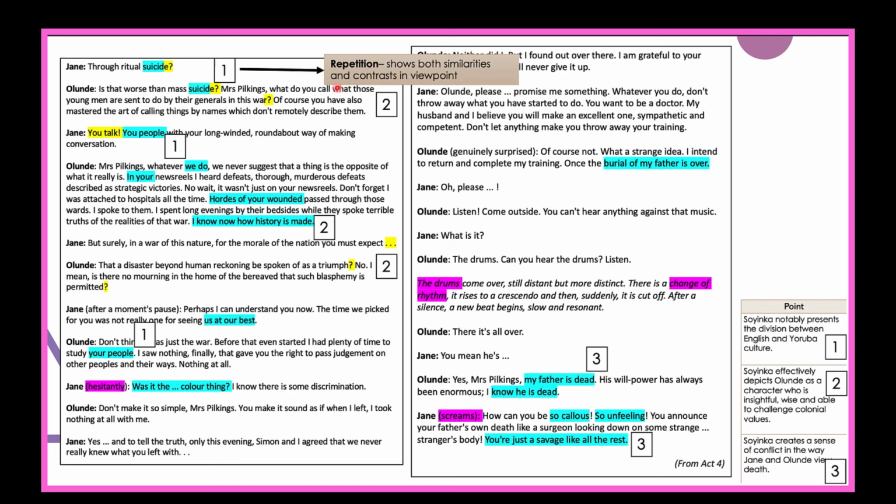You'll notice that what I've also done is begun to add a little bit of annotation. So for number 1, I've decided to pick this here. Repetition shows both the similarities and contrast in their viewpoint because they both repeat the same word, albeit change it ever so slightly. So that's something that I will talk about. So it's a good idea just to jot down any techniques, jot down any interpretations that you have, or any analysis, connotations of language.